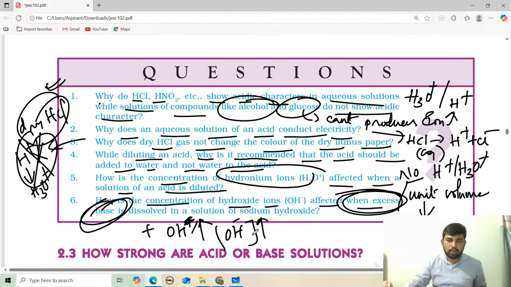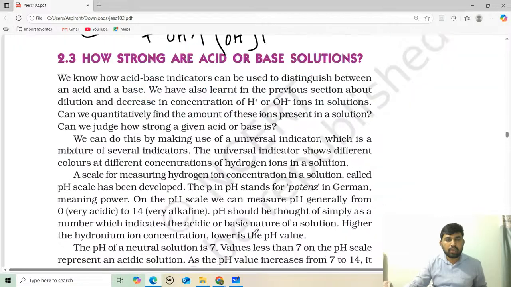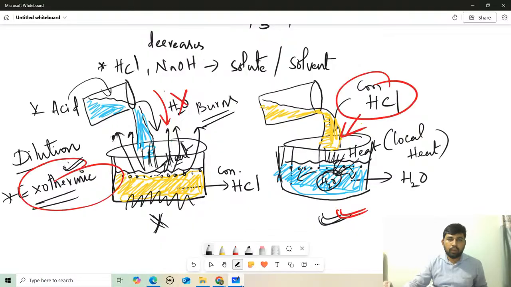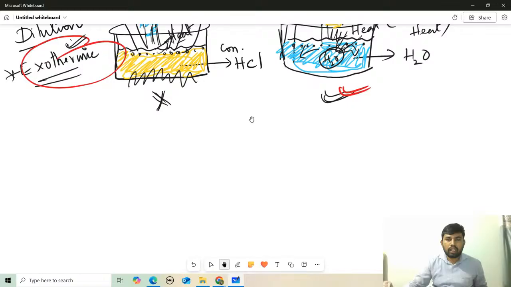Next concept: how strong are acid or base solutions? Just before this, you should know what is meant by universal indicator, so let me explain a little bit. Universal indicator is an indicator with which we can identify different types of acids and bases.